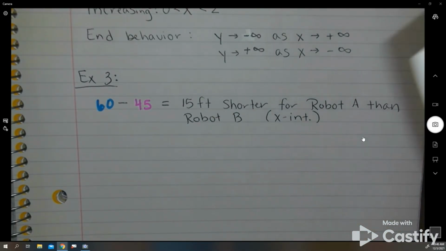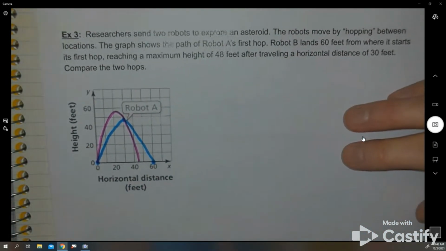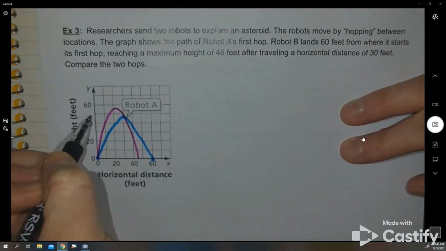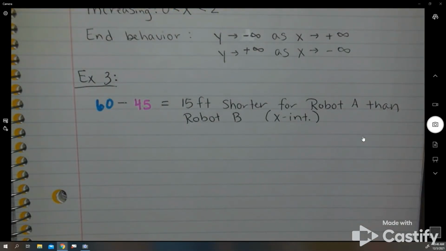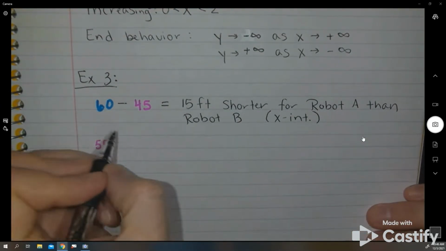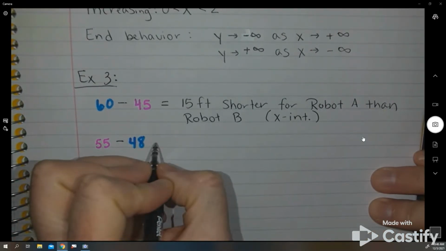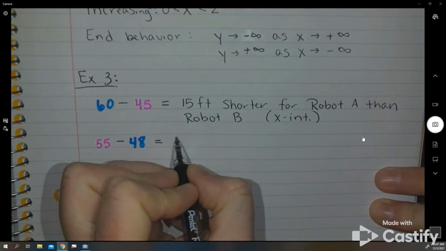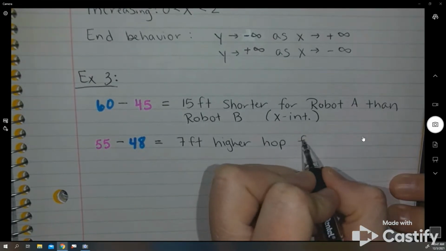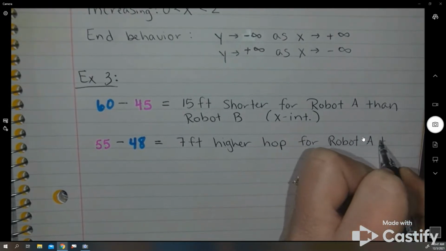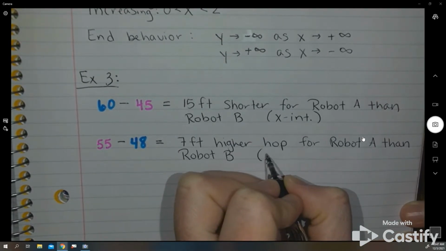We also could take a look at the heights that we have, right? We know robot B had a height of 48 because they told us that specifically in one of our measurements. For robot A, we're kind of estimating, and it looks like it's between 50 and 60. So we could estimate that to be about 55 for robot A. So robot A was at 55 for their height, while robot B reached a maximum height of 48 feet. So that means for this one, we had a 7-foot higher jump for robot A, or I guess they called it a hop. A 7-foot higher hop for robot A than robot B. And this was our max height that we were comparing.